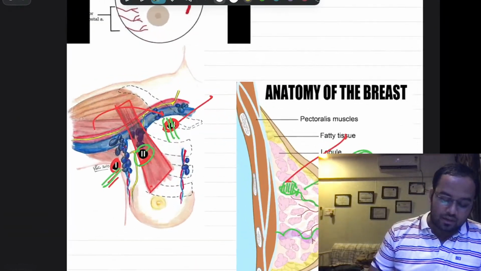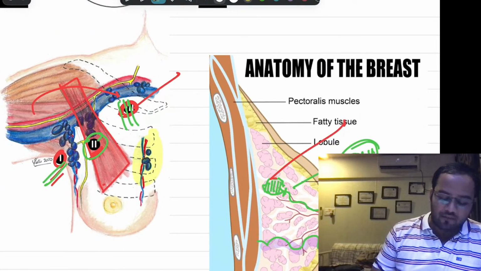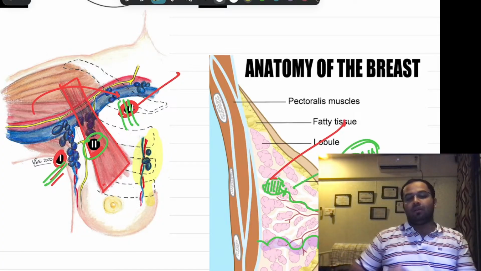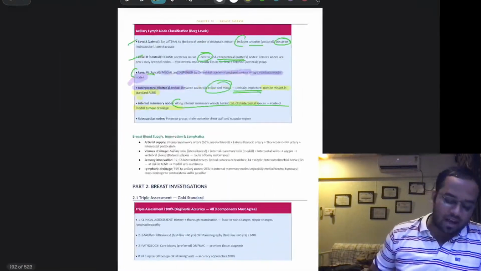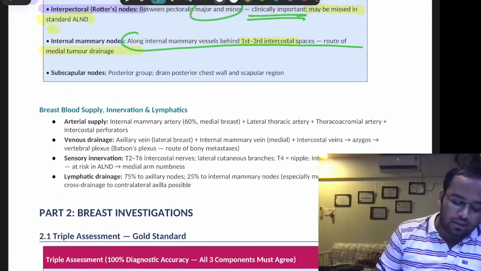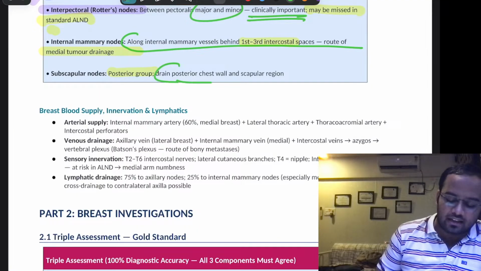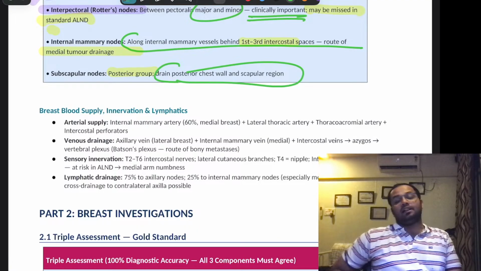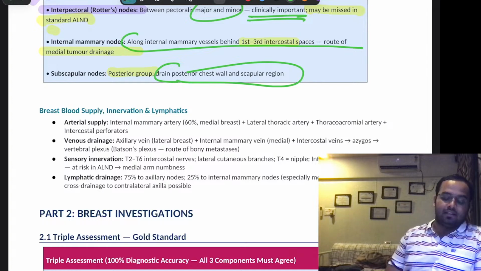So here you can see that the lymph nodes are along the internal mammary vessels. So these lymph nodes are going to harbor the tumor, which is going to be on the medial side of the breast. Very much important for you to know. Subscapular nodes are the posterior group of the nodes which are going to drain the posterior chest wall and the subscapular region. So I hope it is crystal clear to you.